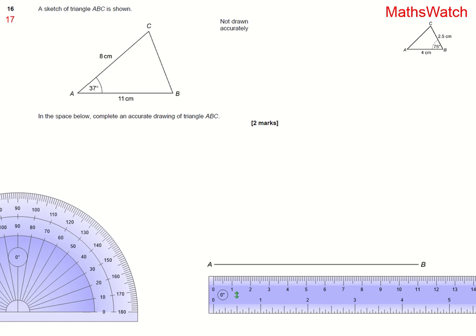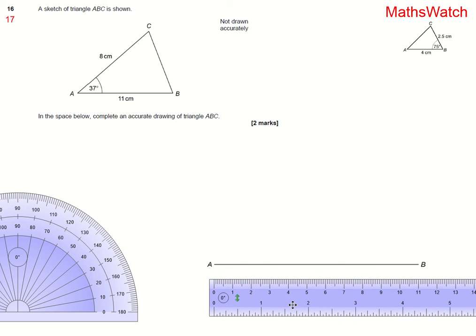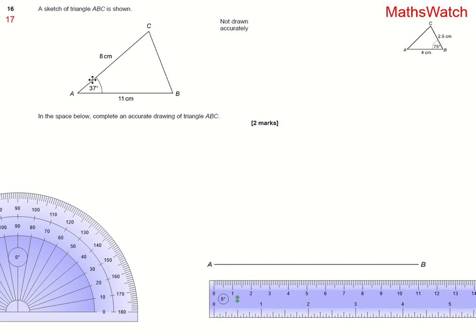Question 16. A sketch of triangle ABC is shown. In the space below, complete an accurate drawing of triangle ABC. So we've been given the baseline of AB, and that is 11 centimeters long. So we can see the 11 centimeter base. We're going to need to do 2 things. We're going to need to draw an angle of 37 degrees and then make line AC equal to 8 centimeters. So the first one we're going to need is that angle of 37 degrees.